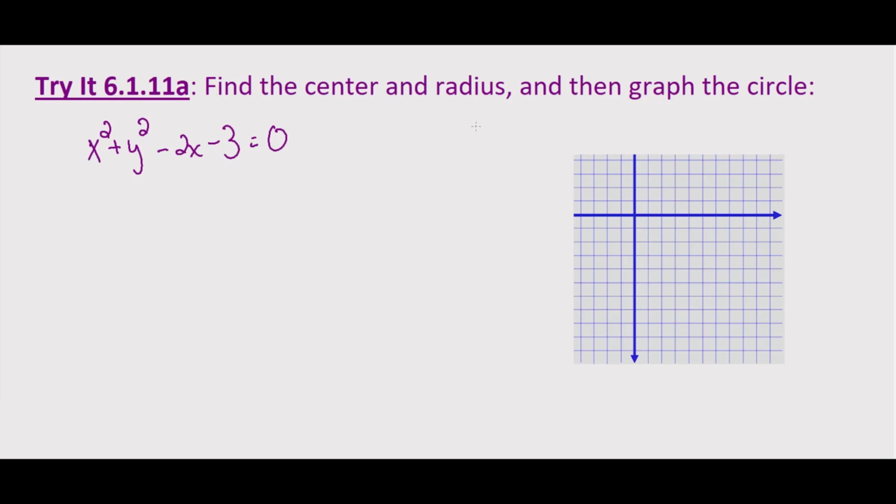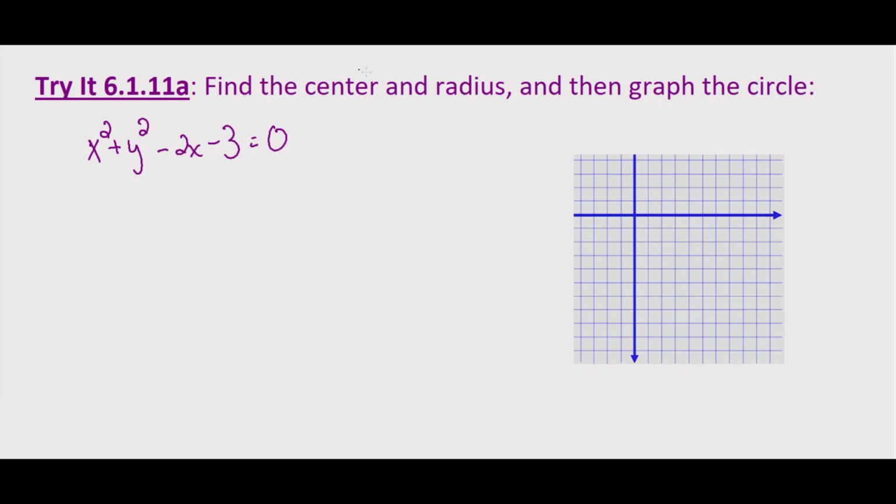So in this last try it exercise for section 6.1, we're looking at what happens when we're given the general form of a circle, but we don't have either an x term or a y term. Well, all that means is that the square is already completed. So if there's a y squared term but no y term, then that means that k, the y coordinate of the center, is going to be 0. And if there's an x squared term and no x term, that means that h is going to be 0.